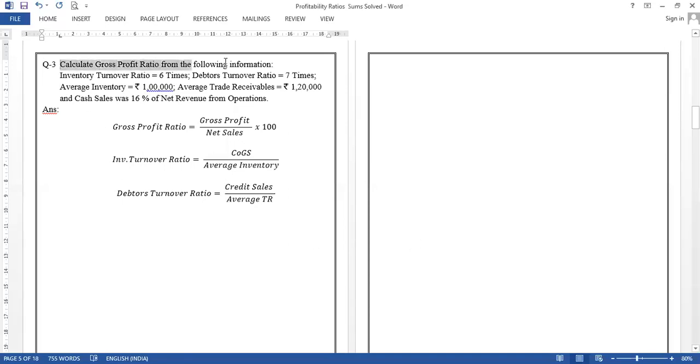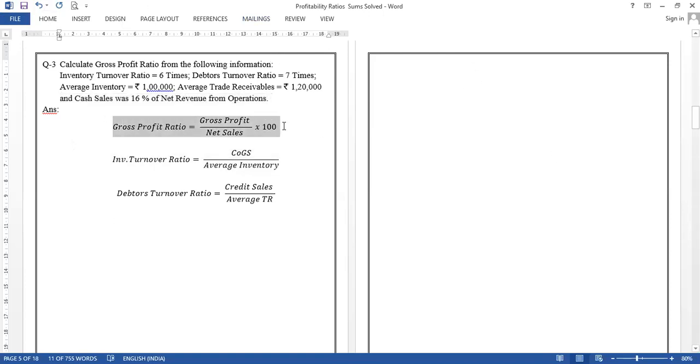Calculate gross profit ratio from the following information. Inventory turnover ratio is 6 times. Debtors turnover ratio is 7 times. Average inventory is rupees 1 lakh, average trade receivables is rupees 1,20,000, and cash sales is 16% of net revenue from operations. What we know is we have to calculate the gross profit ratio.